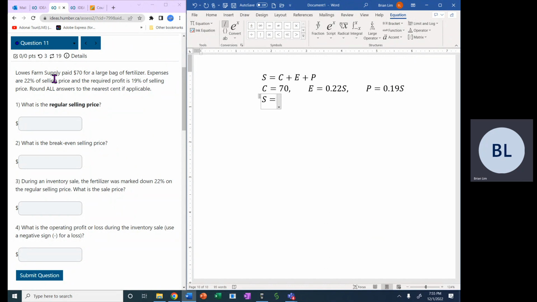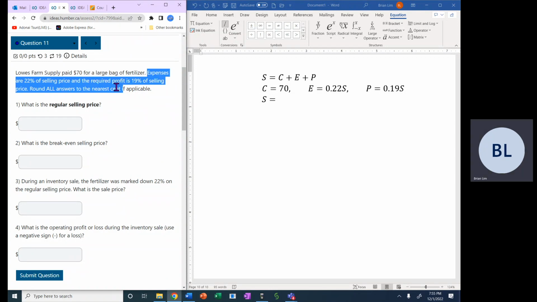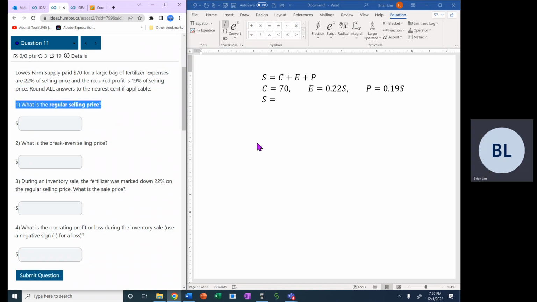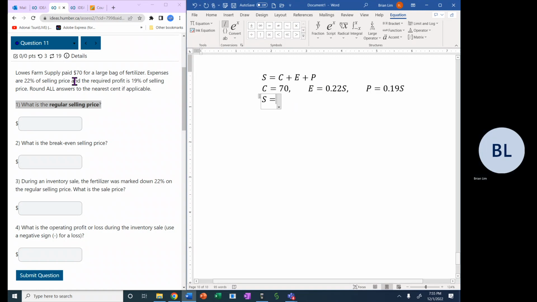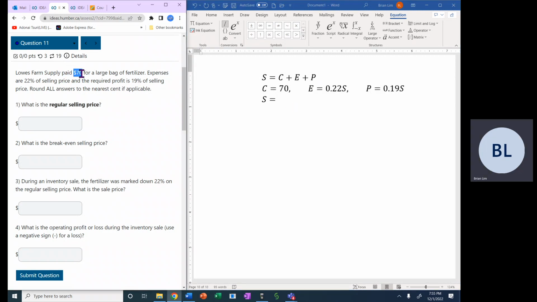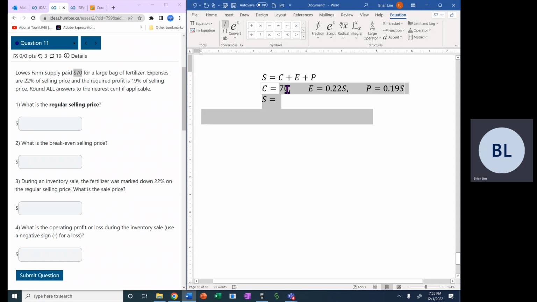Okay, question number 11. Lowe's Farm Supply paid $70 for a large bag of fertilizer. Expenses are 22% of selling price, and the required profit is 19% of selling price. What is the regular selling price? The regular selling price is equal to cost plus expense plus profit. And the cost in this case is $70.